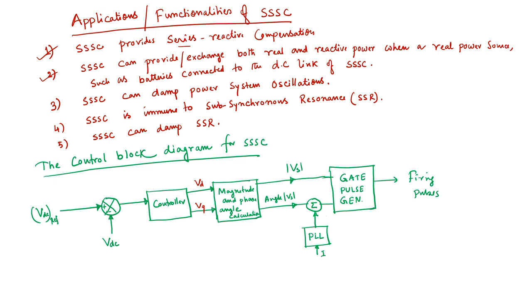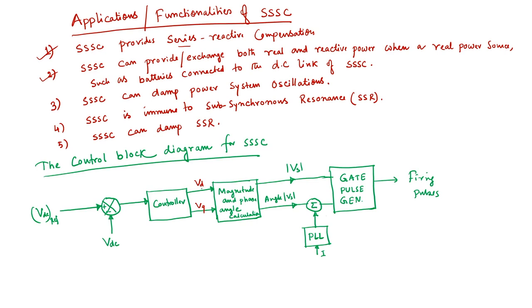Now, what is the purpose of PLL? PLL is a phase lock loop, you know, those who are familiar with power electronics converters. This PLL is basically responsible to keep the operation of SSSC in synchronism with the power system. Okay, so this is the block diagram of the SSSC.